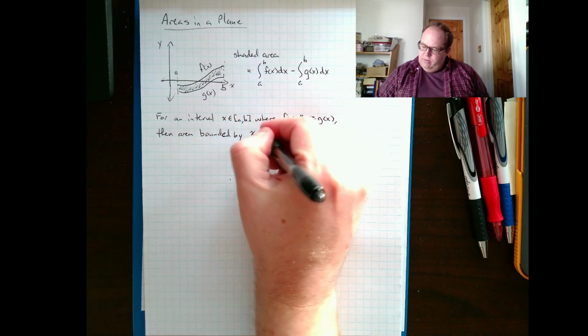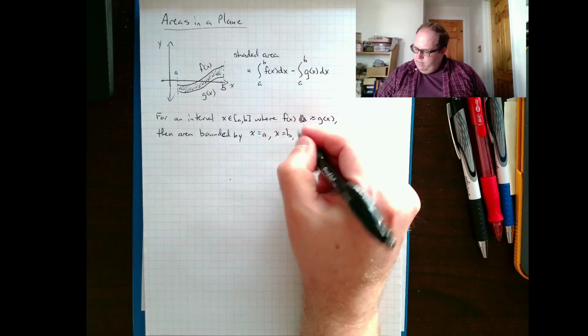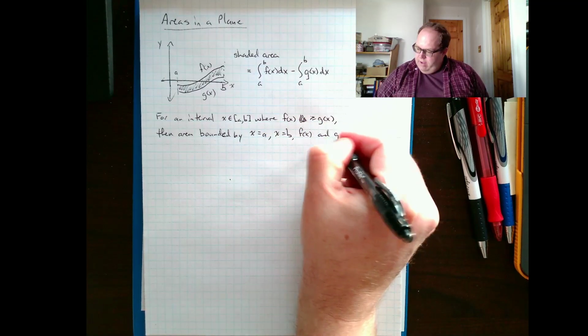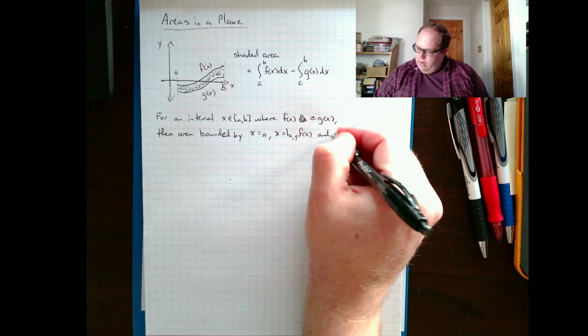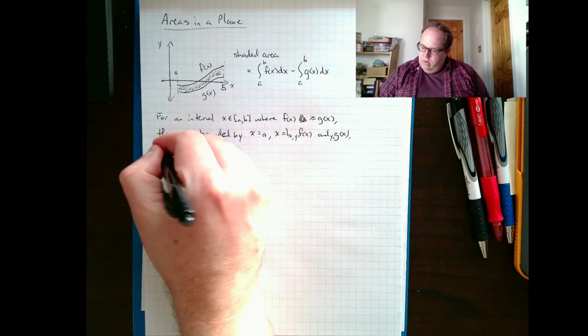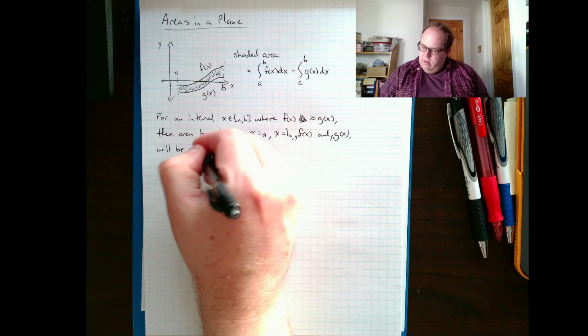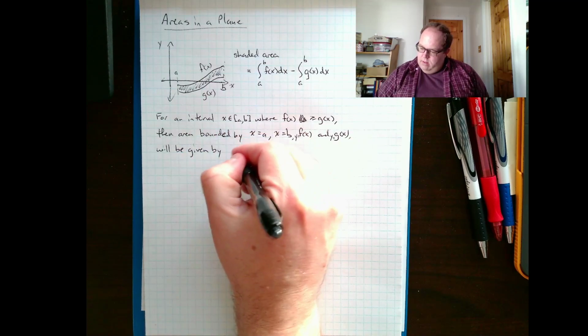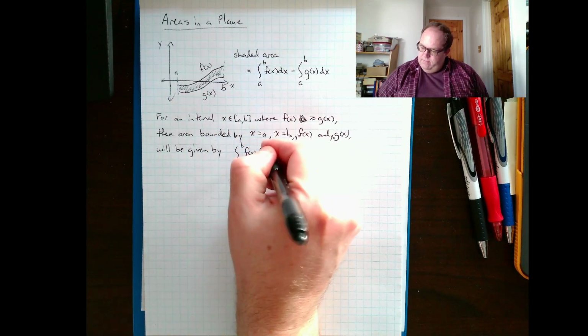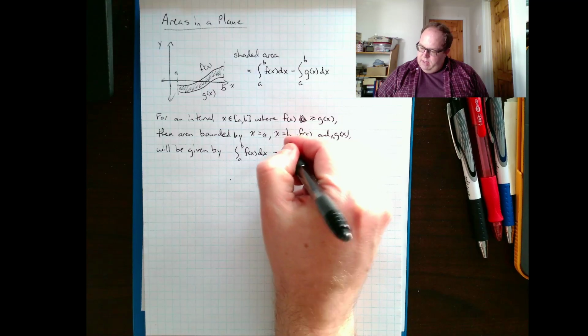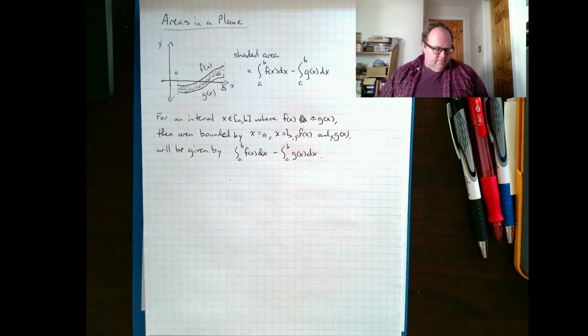bounded by x equals a, x equals b, f of x, and g of x, I should say y equals f of x, and y equals g of x, will be given by the integral from a to b of f of x dx minus the integral from a to b of g of x dx. And that's always going to work out so long as f of x is greater than g of x, which means occasionally you'll need to be concerned with any places where your lines may cross over with each other. So we'll just dive right in.